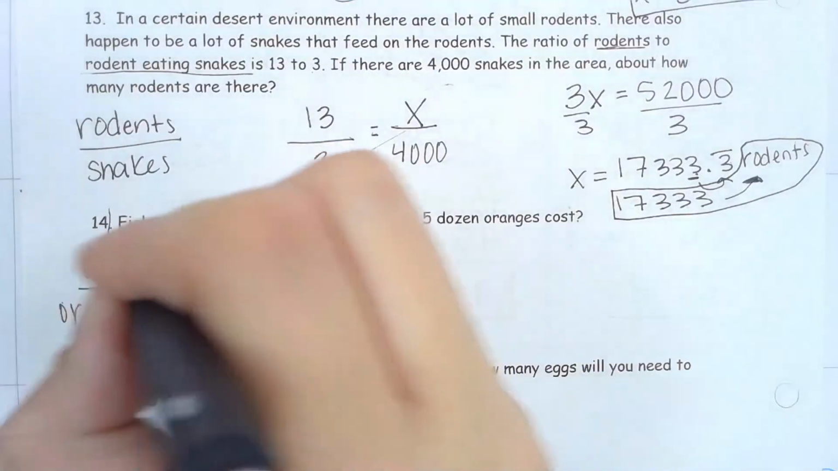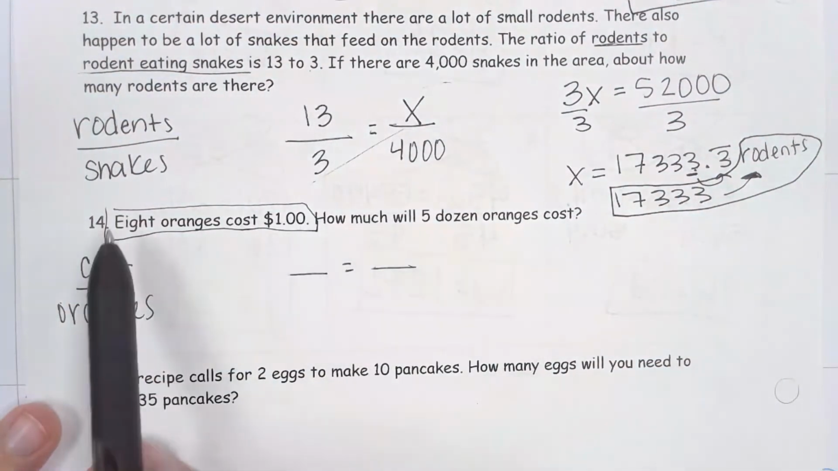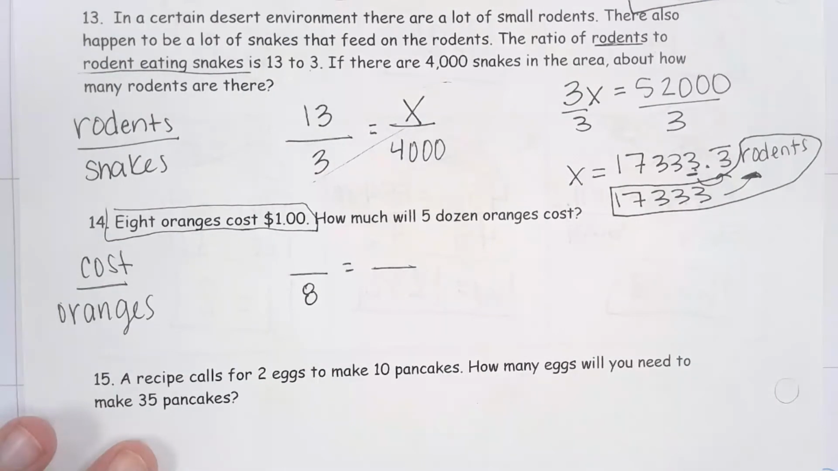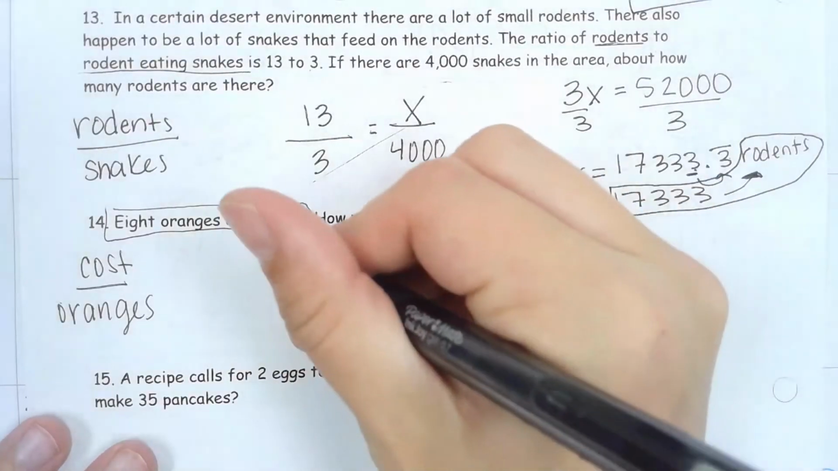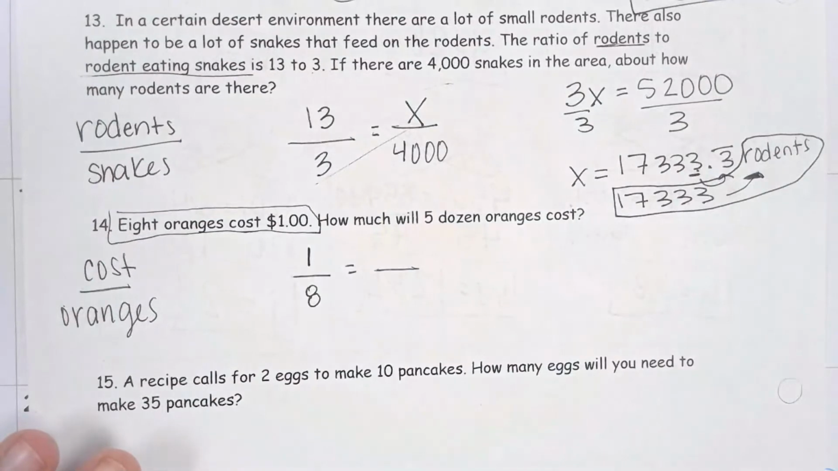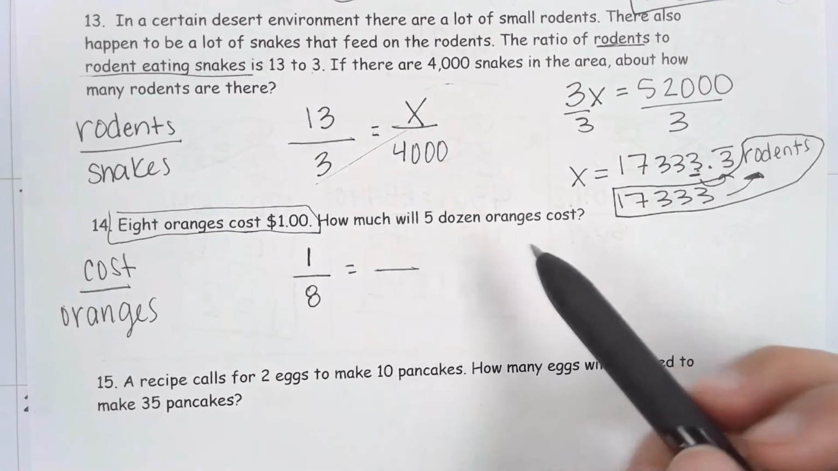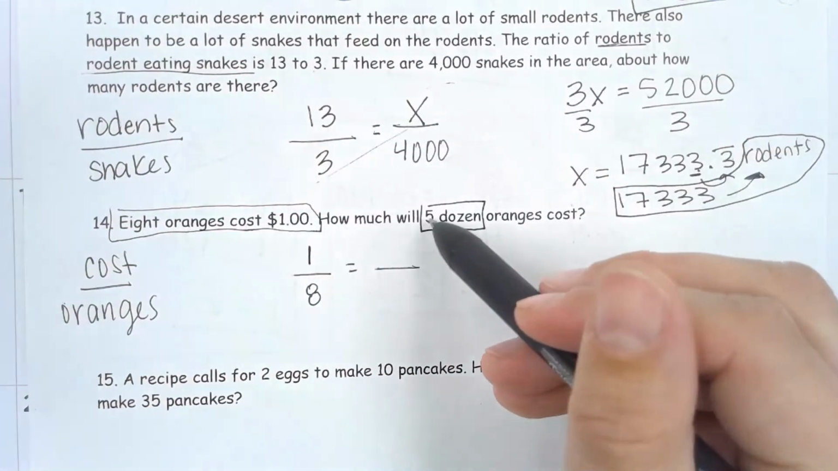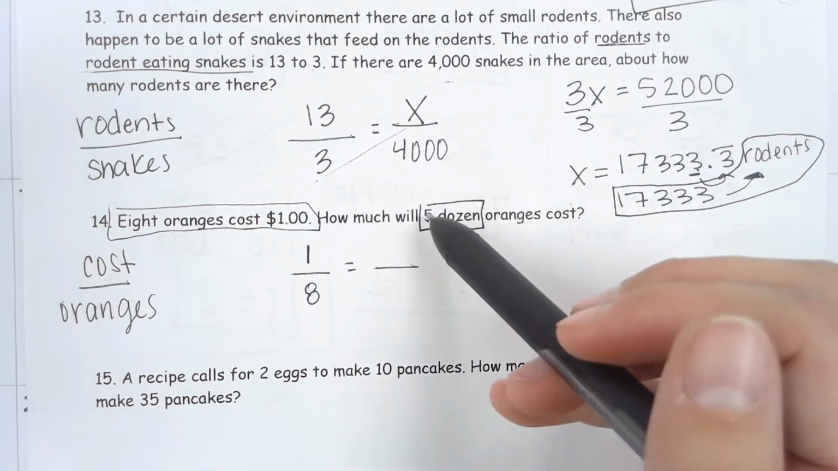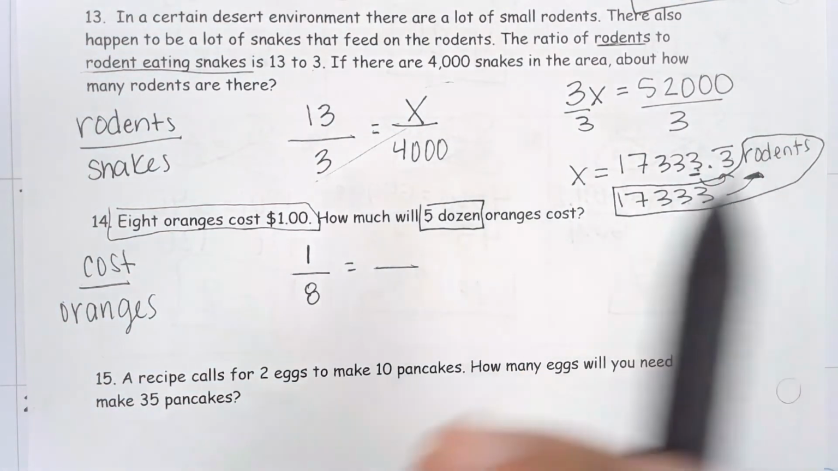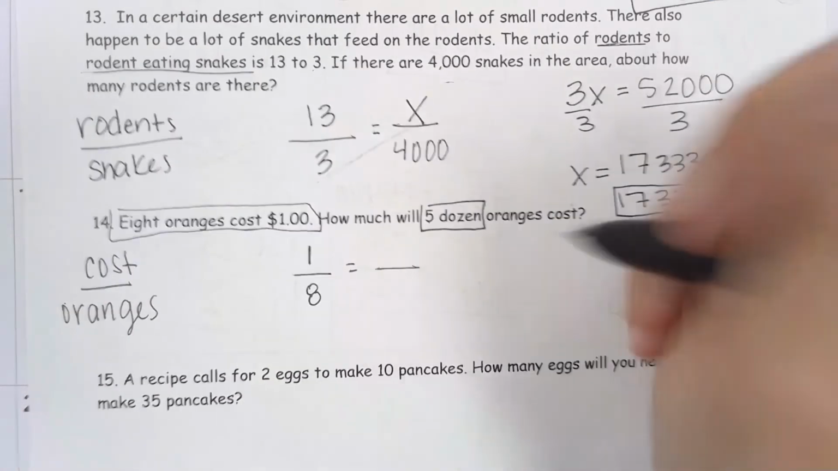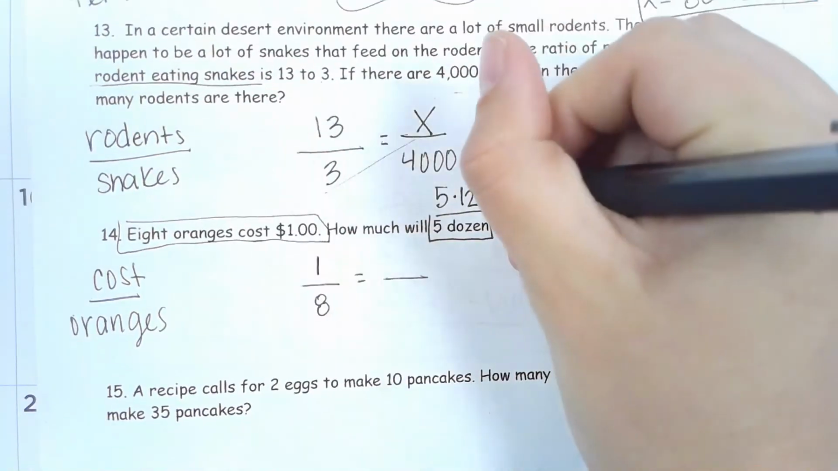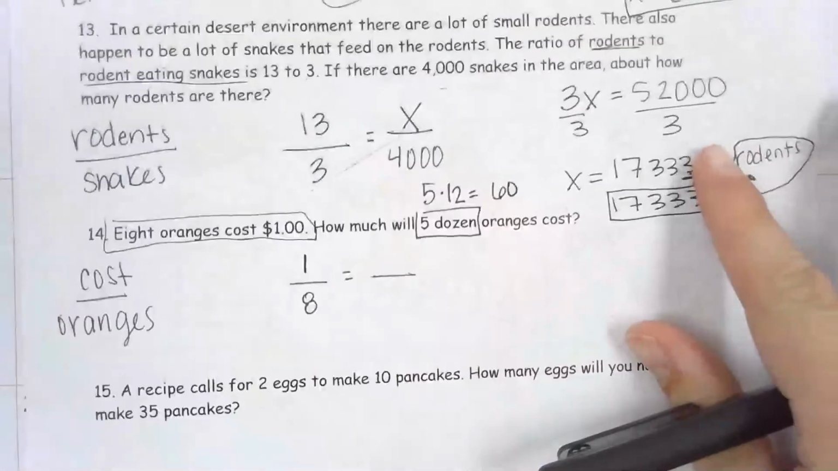So our first scenario here is 8 oranges cost $1. So 8 oranges, we had oranges in our denominator, so the 8 would go in the denominator, and then 8 oranges cost $1, so we are going to put the 1 up here in the numerator. Now be careful here because it says how much will 5 dozen oranges cost. So we actually are not using the 5 in our proportion because it says 5 dozen. So think about how many is in a dozen. Well, there's 12 in a dozen. So if we had 5 dozen, we're going to take this 5 times 12, and that is going to give us 60 oranges total. Okay?